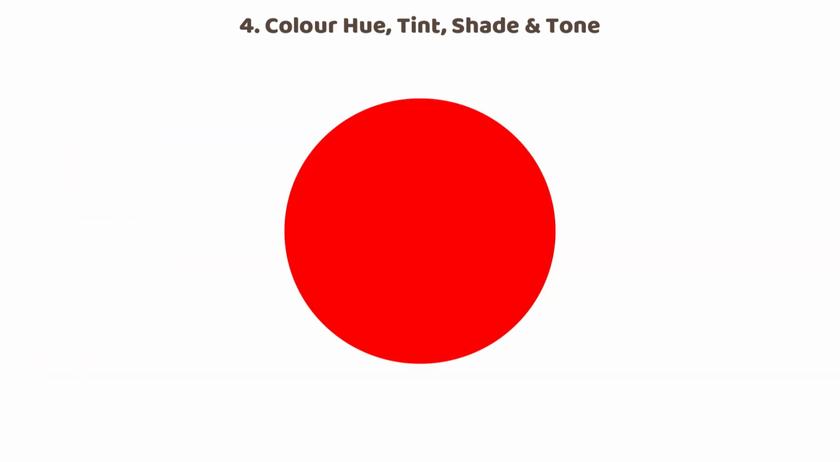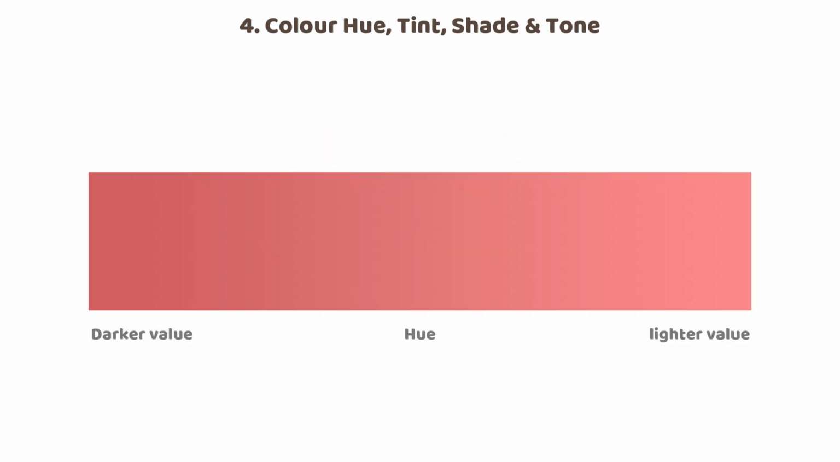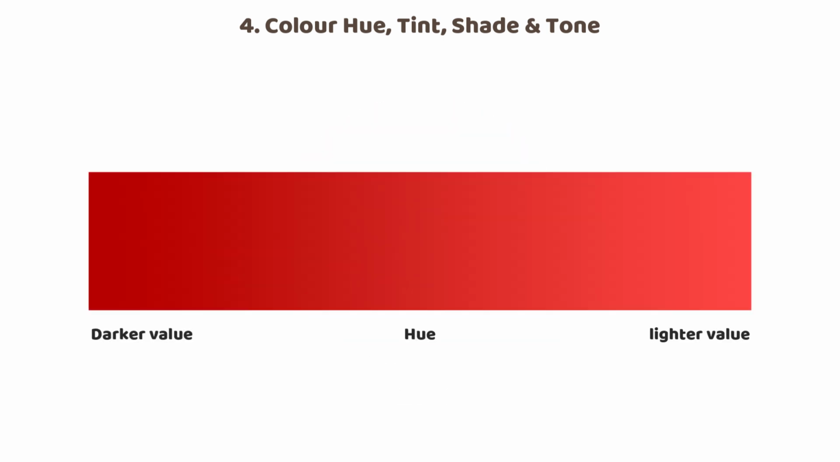Let's take this red colour for example. This pure colour here is the hue. You can also think of this as the pure pigment. When we start to lighten or darken this hue, we start to get a decrease or increase in value, how dark or light it is, and this can affect the colour in different ways.